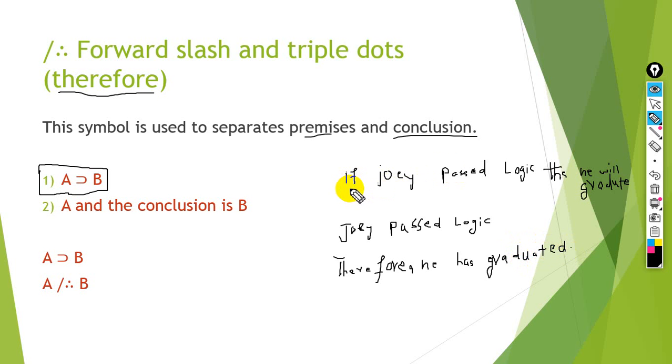So here what we have: if Joy passed logic then he will graduate. So he will graduate. If Joy passes the logic exam, he will graduate. This is the condition we stated.